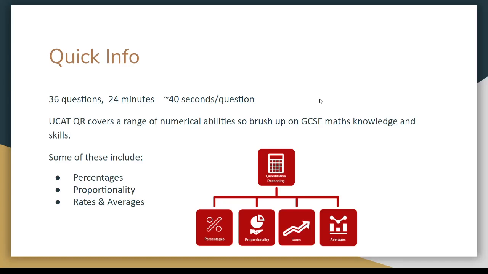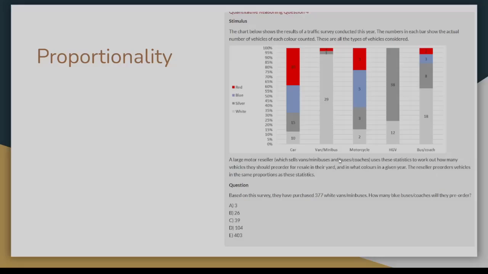However, you could say that some of these questions are quite easy. However, there will be some that are quite difficult or could take a little time, so a bit of practice to maybe get faster would be most beneficial. Some of the skills and knowledge that you should have are percentages, proportionality, rates and averages. And so let's move on to our first example question, which is proportionality.